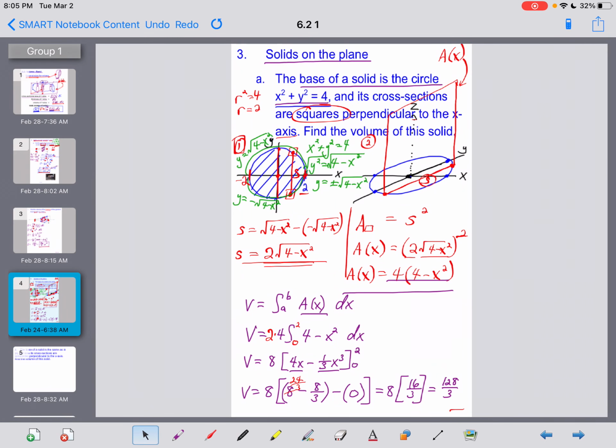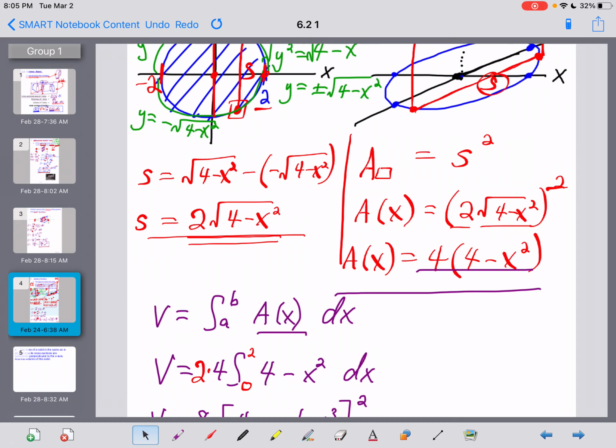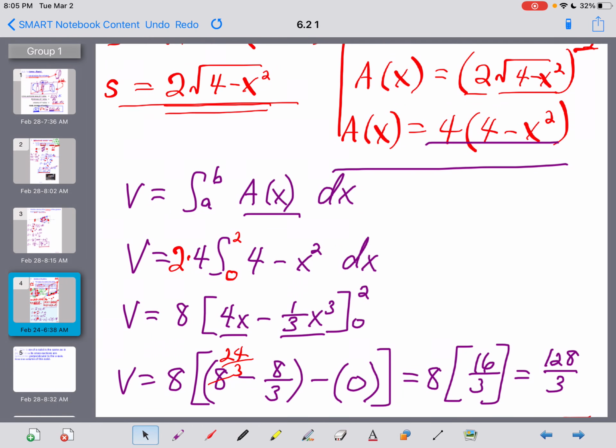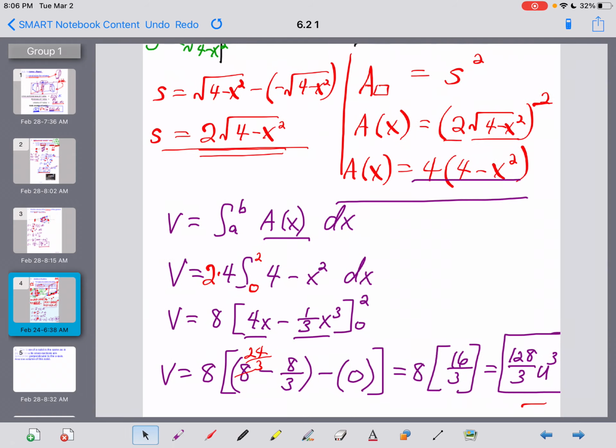We did not put inches, feet, miles, anything like that. So our answer here, everybody, is just going to be 128, and we're just going to put cubic units for the answer to this problem. Unfortunately, there's not any geometric formula we can use to come up with this volume to verify it, so I'm going to ask you guys to trust me on this one.